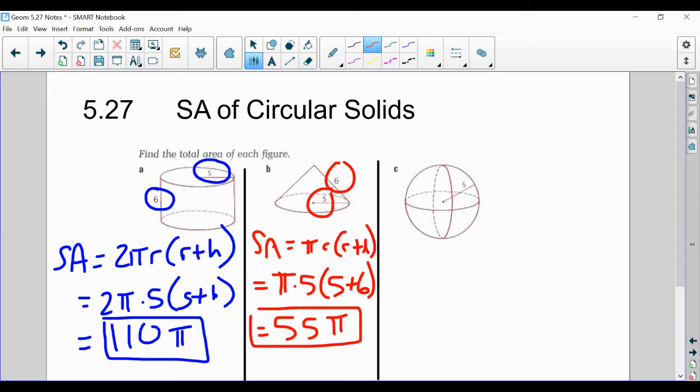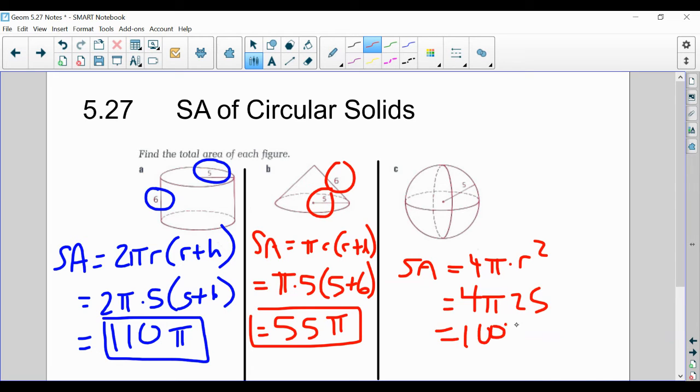For the sphere, this is the easiest one. It's just 4 circles, 4 times pi times my radius squared. My radius is 5, so I get 4 times pi times 25. I get 100 pi. Okay, so just a very basic explanation as to how these formulas are used. You see all 3 of them there.